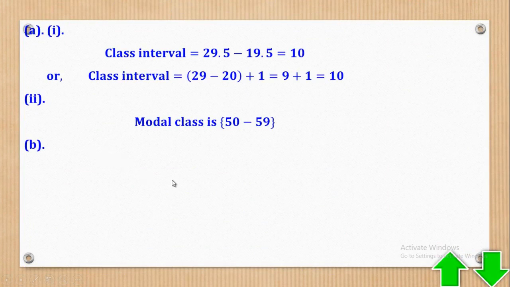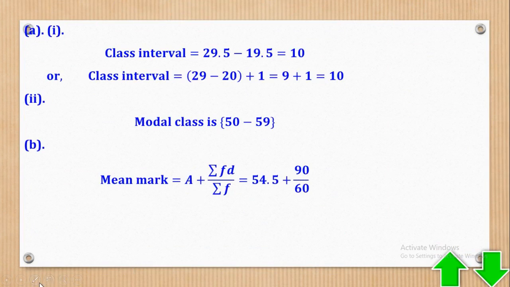Then for part B, they wanted the mean using a working mean. We're using a working mean of 54, so when you are given a working mean, this will be the formula: A is the assumed mean, or the working mean which is given in the question, summation of FD is the total of all the values of FD, and summation of F is the total of all the values in the F column. When I simplify, I come up with this. 90 over 60 gives me 1.5. And when I add on this working mean, I'll come up with 56 as my mean mark.